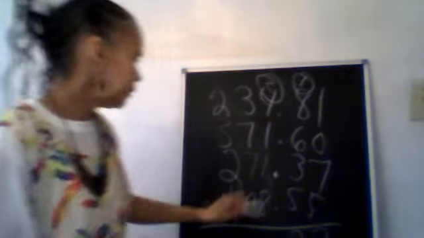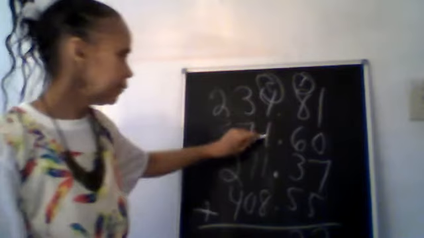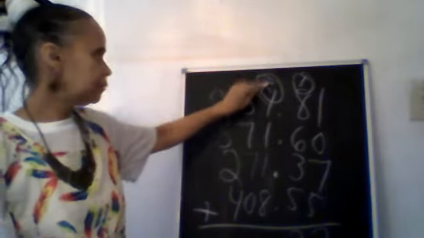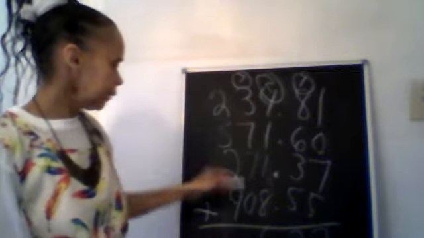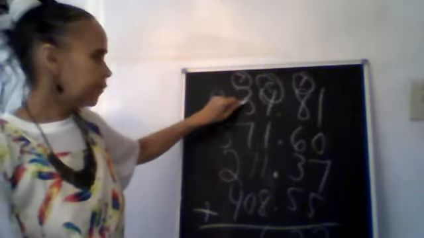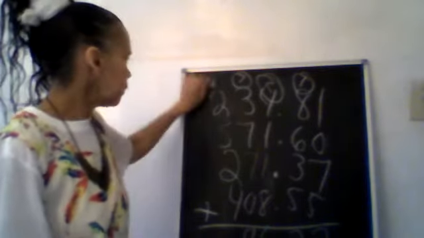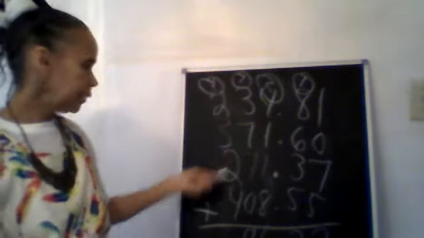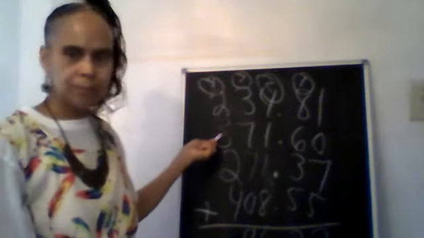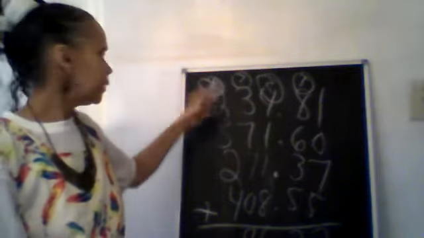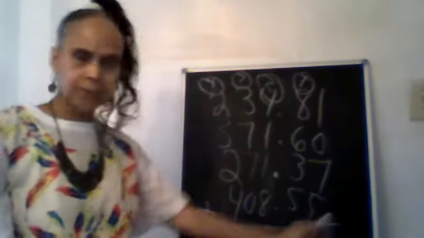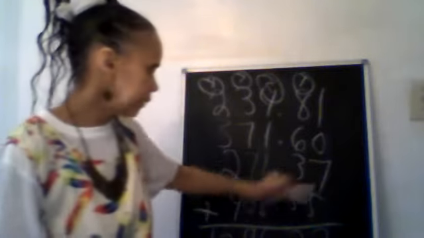So, and then we have 8 and 1 is 9. 1 more makes 10 plus 4 is 14 plus 2 is 16. Put down your 6 and carry your 1. So we have 7 and 7 is 14, and 3 is 17, and 1 more makes 18. So I put down my 8 and carry my 1. So we start over here. 4 and 2 is 6, and 3 more makes 9, and 2 more makes 11, and another one makes 12. So the answer is $1,286.33.